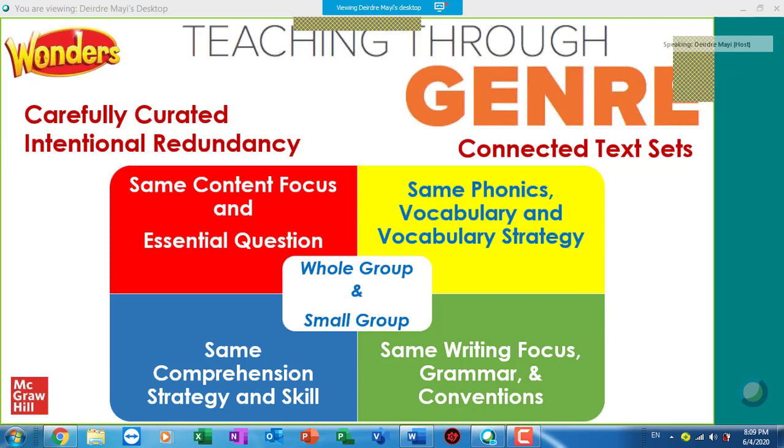While students are in these genre studies, you're going to find that whether you're teaching in whole group or small group, the students are still going to be talking about and learning through the same content focus, the same essential question. Students will be working with the same comprehension skill and strategy, whether whole group or small group. They'll have the same phonics skills, the same vocabulary and vocabulary strategy. And of course, the same writing focus, the same focus on grammar and conventions.